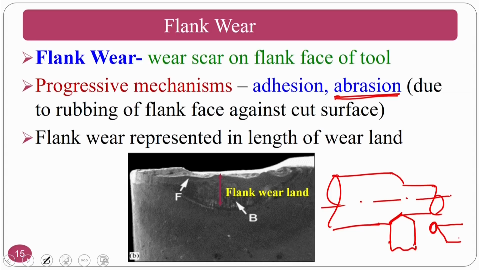So, that is a mechanical rubbing action against the cut surface, that is the machined surface. Flank wear represents the length of the flank wear land. Okay. See, this is nothing but the flank wear land. So, the summary is, in the crater wear, adhesion is the dominating mechanism, here abrasion is the dominating mechanism. That is the bottom line of the wear mechanisms versus the wears.